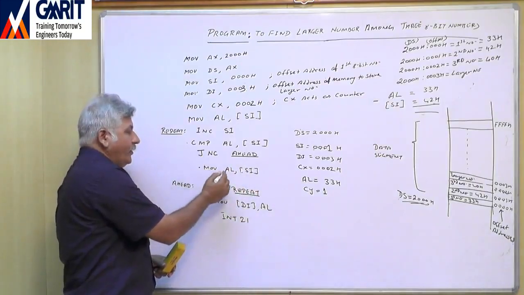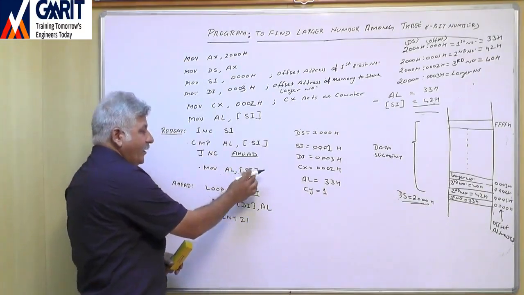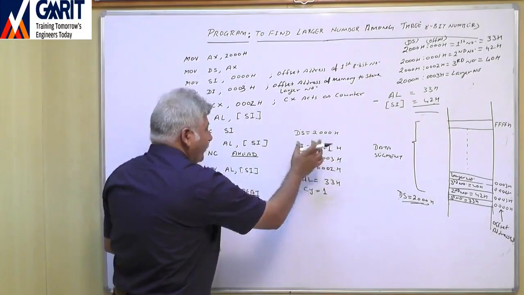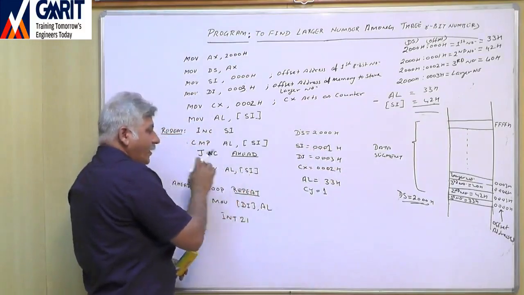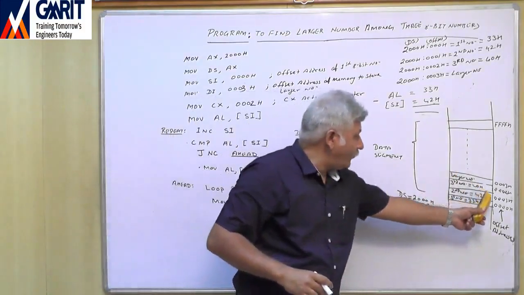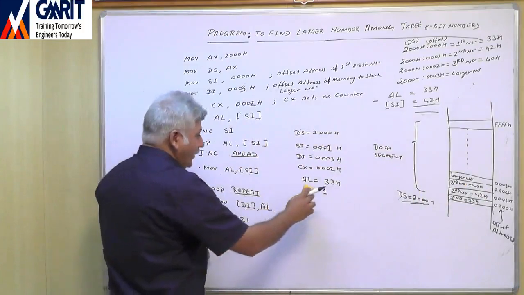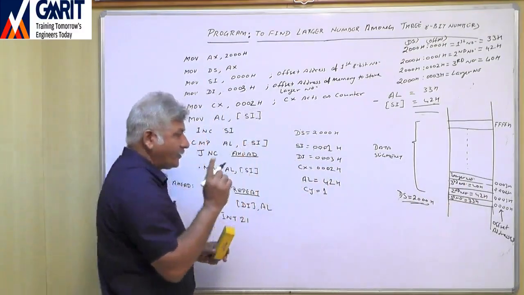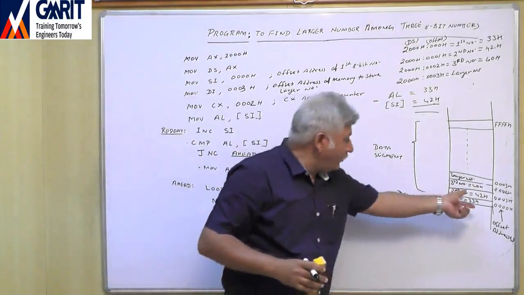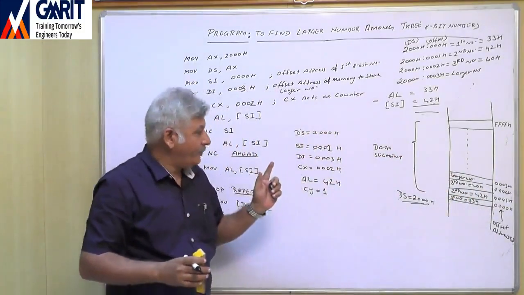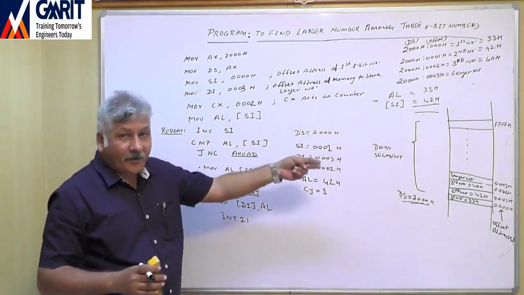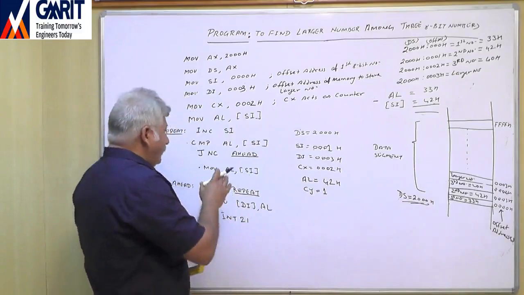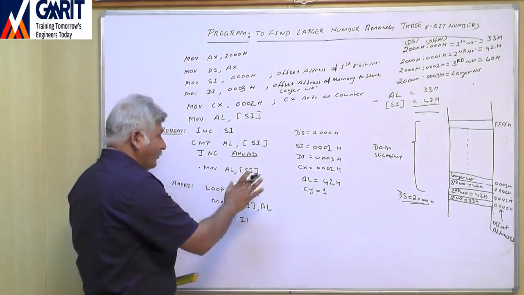So now MOV AL, [SI]. In SI we have 0001, so from this offset one 8-bit number will be moved to AL. At this offset we have 42. So with this instruction, AL will now become 42H. The larger number between the first two numbers is in AL, right? But there is a third number also. We have to compare this with the third number also.